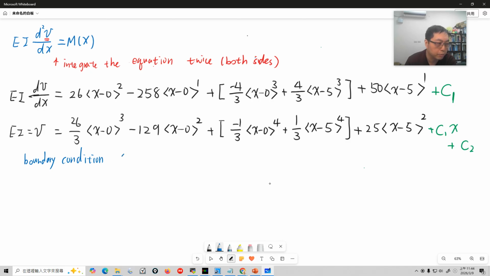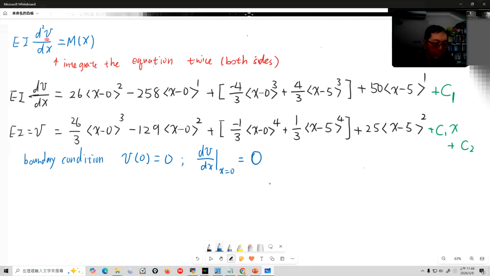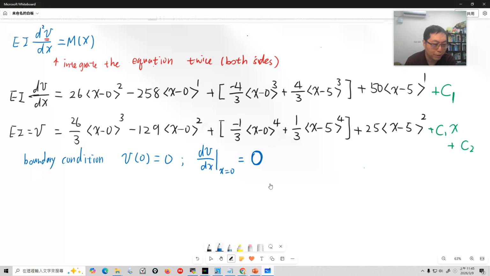Okay, first of all, the displacement at the support is equal to 0, and since it is a fixed support, the slope of the elastic curve at the fixed support, x equal to 0, is also equal to 0. So we use these two boundary conditions to solve for C1 and C2.